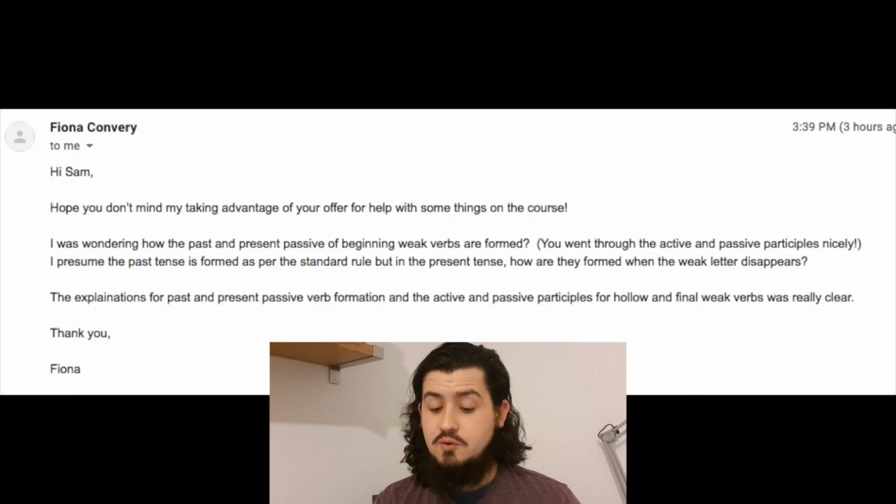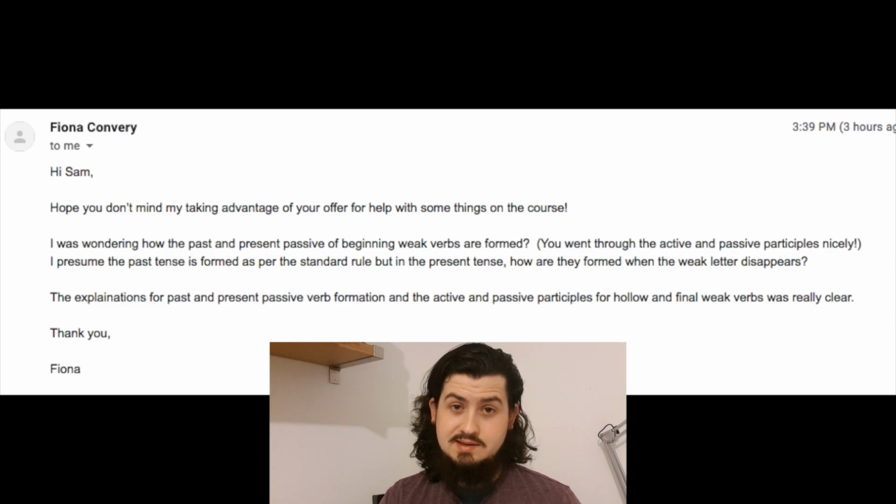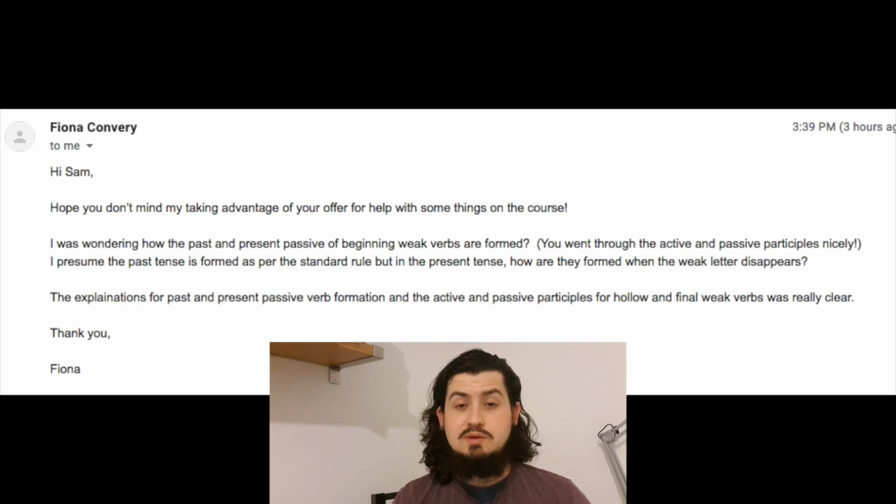But the question is, how are they formed when the weak letter disappears? This is a question about the present tense. Because normally in the active present tense with these beginning weak verbs, we usually have to cut off this waw, in form 1 anyway. So we have a verb like wajada, and in the present tense it becomes yajidu. So what do we do when we have to get rid of that?